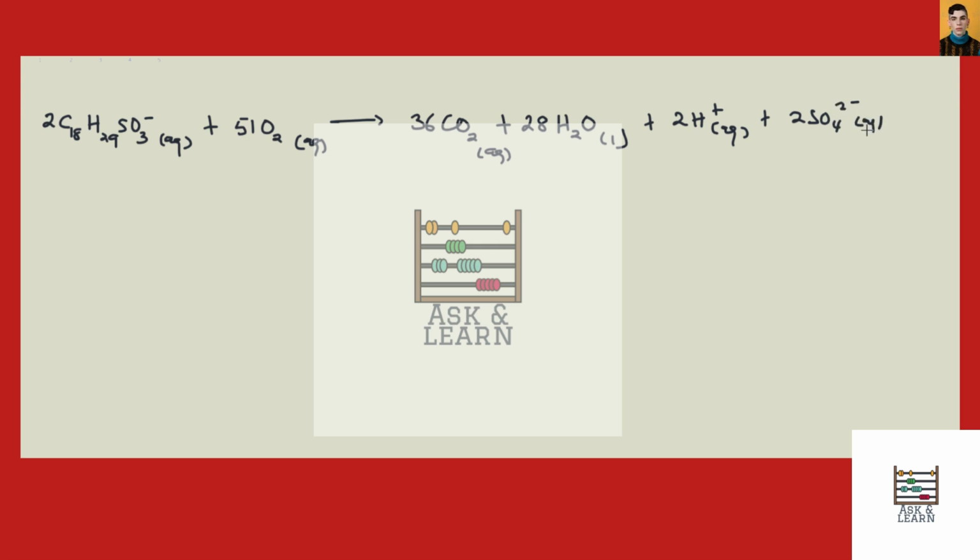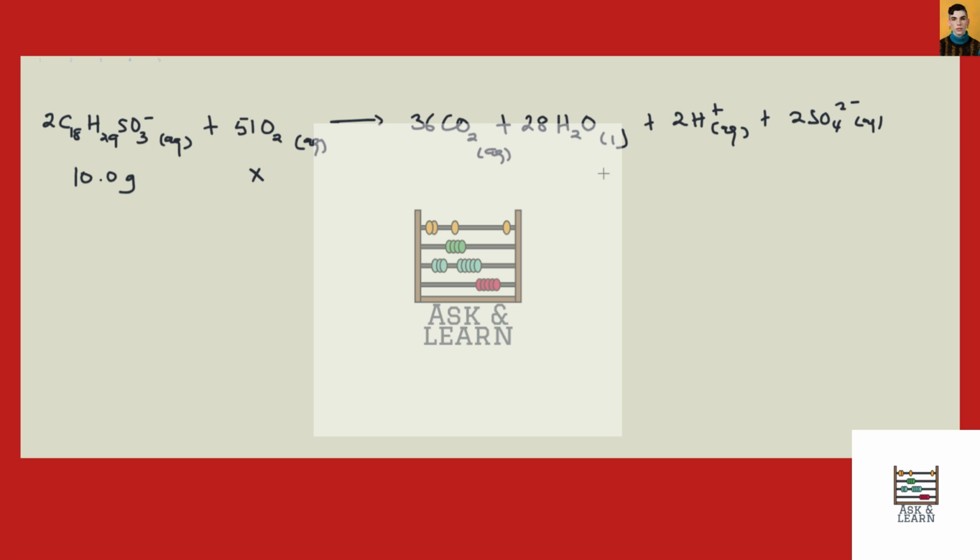So the question is asking us what's the total mass of oxygen required to biodegrade 10 grams of the substance. So if we have 10 grams of the substance, what mass of oxygen will be needed? So we are looking for this, represented by X.